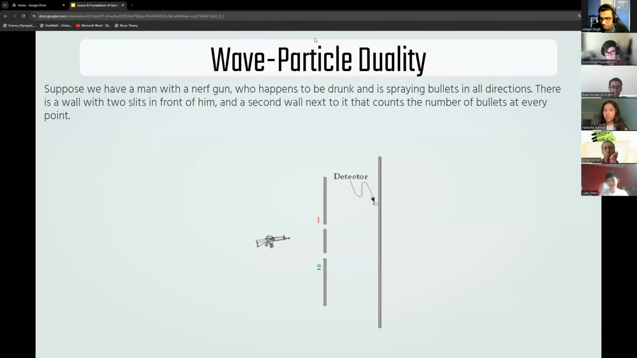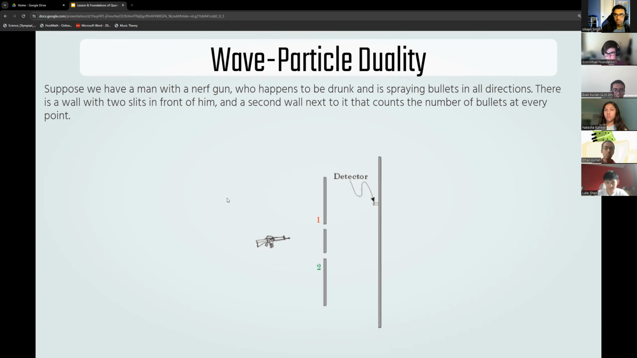If you guys are familiar with those, it's really my favorite way of explaining it. I haven't really seen it explained like this anywhere else, and it's very elegant and easy to understand here. So let's suppose we have a man with a Nerf gun, not a real gun. Okay, it's a Nerf gun, keep it PG, who happens to be drunk, not as PG, but still, and he's spraying bullets in all directions.